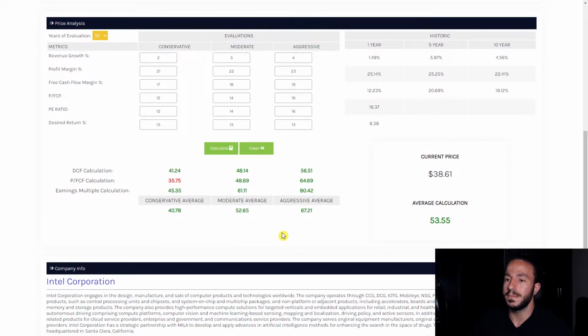Guys, take a look at this. 53.55. 53.55 is our average calculation. 40 on the low end.